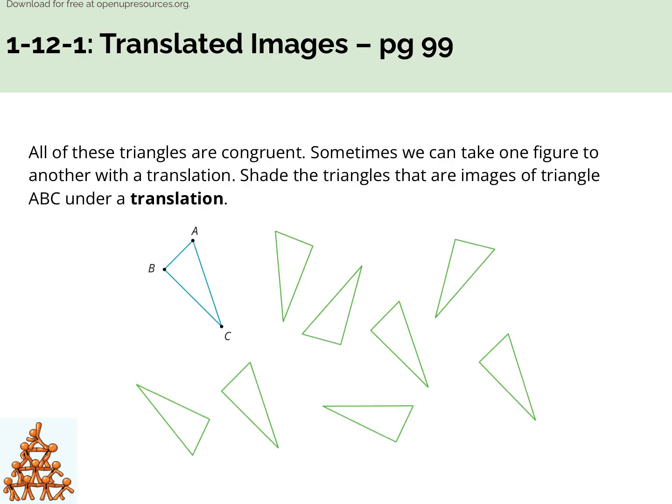All right, so let's go ahead and turn to page 99. It says all these triangles are congruent. Sometimes we can take one figure to another with translation. Remember what translation is, right? And then we are going to ask each other which one of these are going to be done underneath translation. So go ahead and pause, answer that question, and then come back to me.